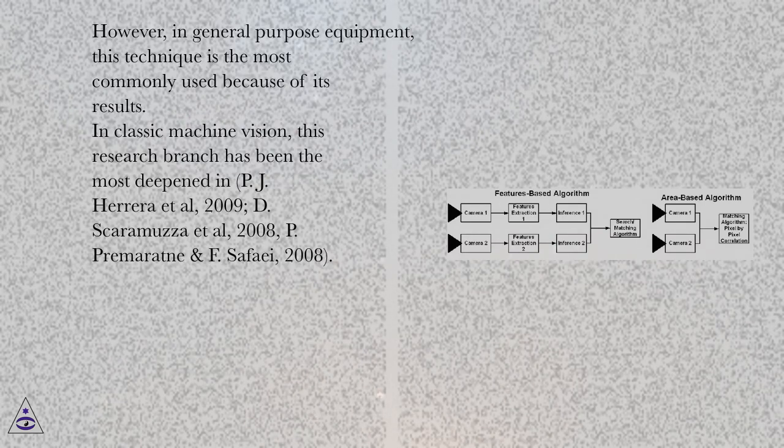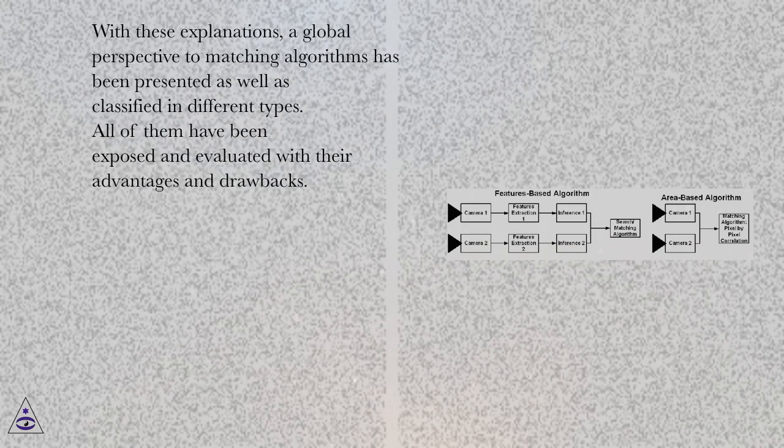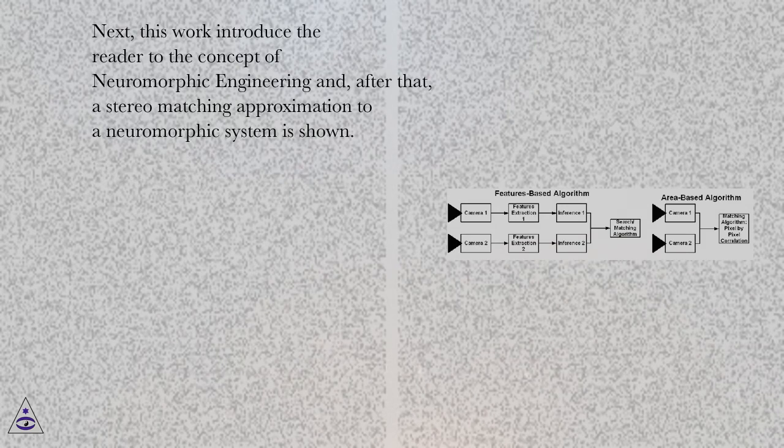In classic machine vision, this research branch has been the most deepened in: P. J. Herrera et al., 2009; D. Scaramuzza et al., 2008; P. Primerit and S. Safai, 2008. With these explanations, a global perspective to matching algorithms has been presented as well as classified in different types. All of them have been exposed and evaluated with their advantages and drawbacks. Next, this work introduces the reader to the concept of neuromorphic engineering and, after that, a stereo matching approximation to a neuromorphic system is shown.